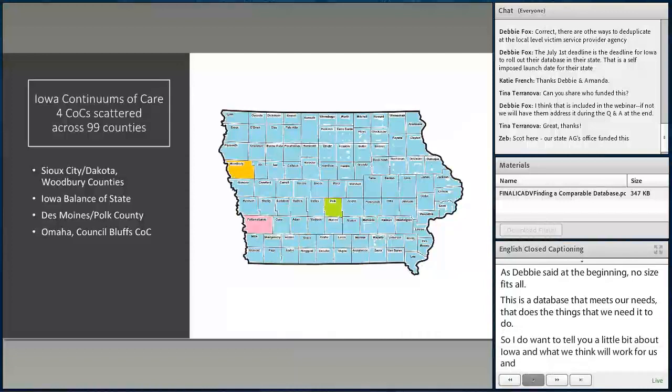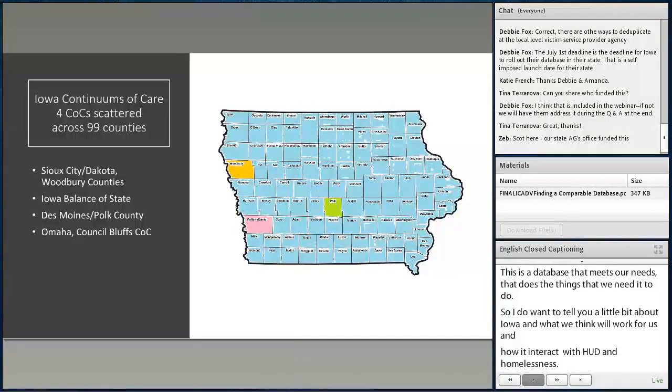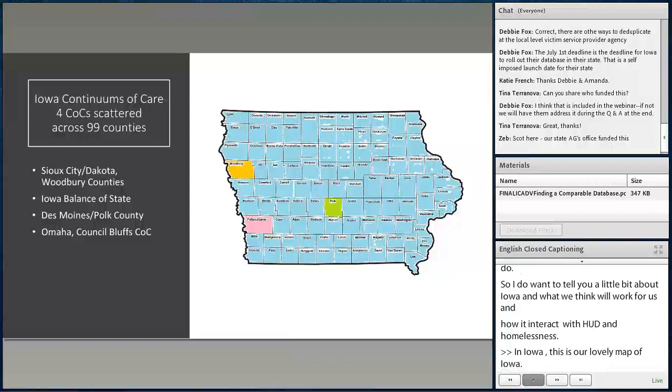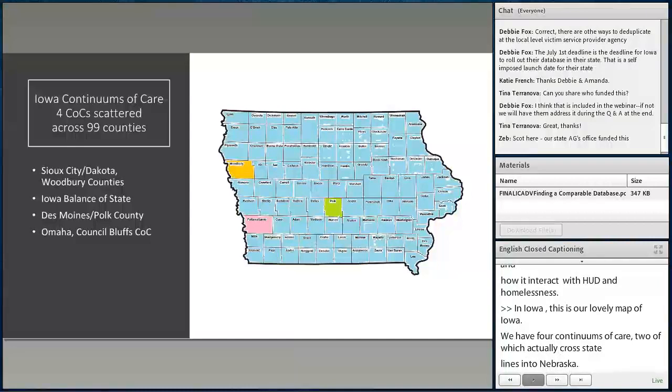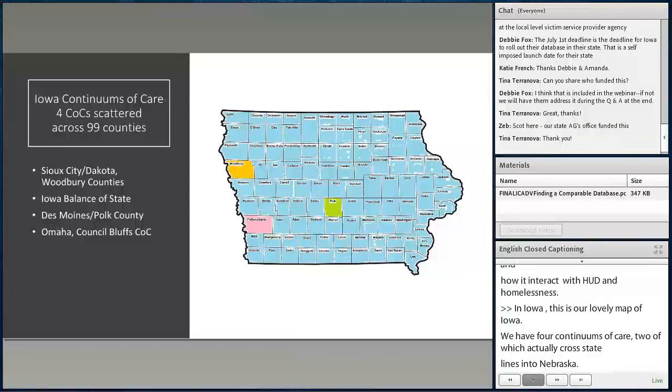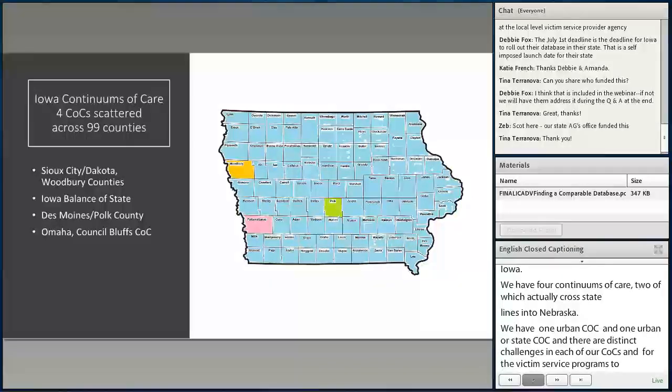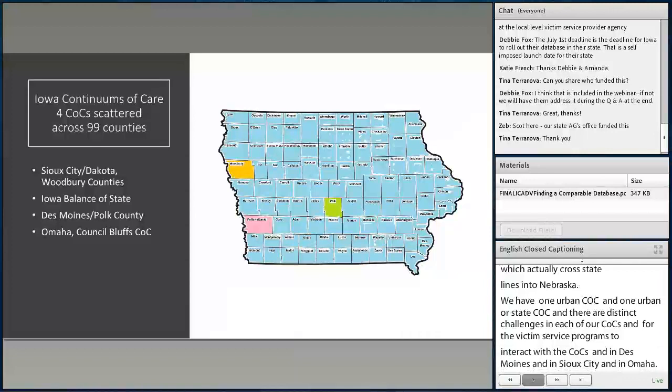So in Iowa, this is our lovely map of Iowa. We have 4 continuums of care, 2 of which actually cross state lines into Nebraska. We have basically 1 urban CoC and a balance of state CoC. So there are a lot of distinct, unique challenges in each of our CoCs, and for the victim service programs to interact with the CoCs in Sioux City, in our balance of state, in Des Moines, and in Omaha is always a challenge of trying to make these systems talk well together. It has been an ongoing challenge with lots of partners engaged in lots of emails and face-to-face meetings and conversations as we work this out.